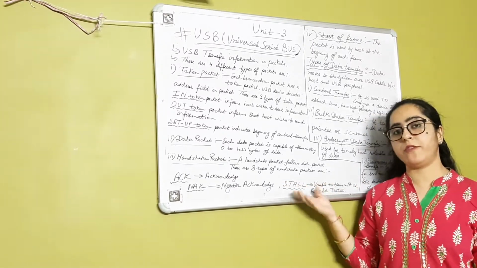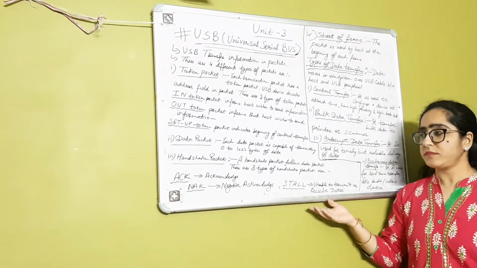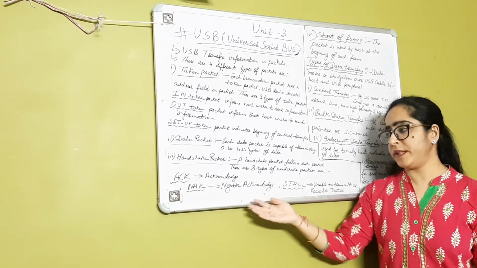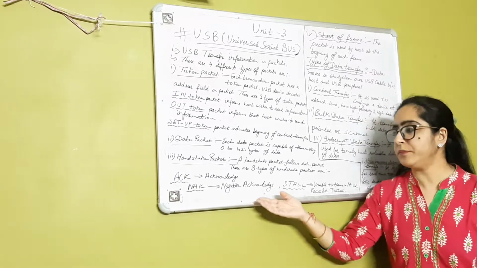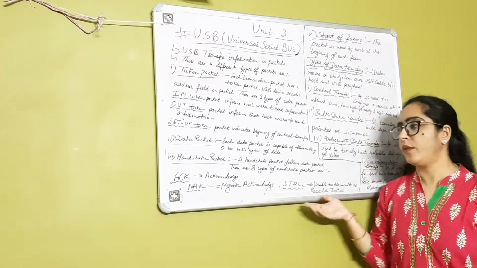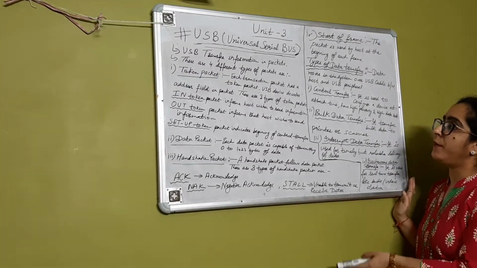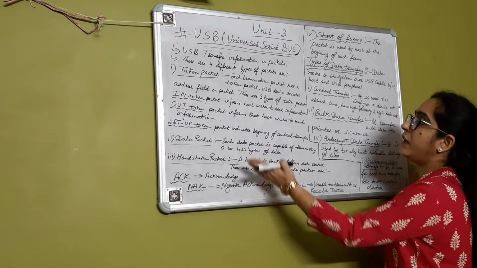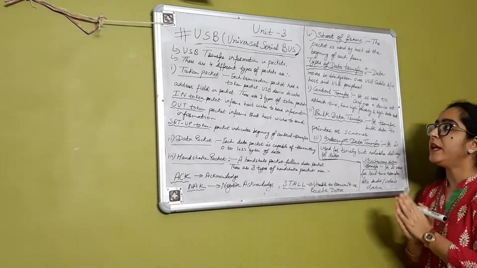The USB cable has 4 states: differential 1, differential 0, and the idle state, and also one more state, but the transmission is only done between the differential 1 and differential 0 states. Okay, now we'll see how the data transfer can be done.